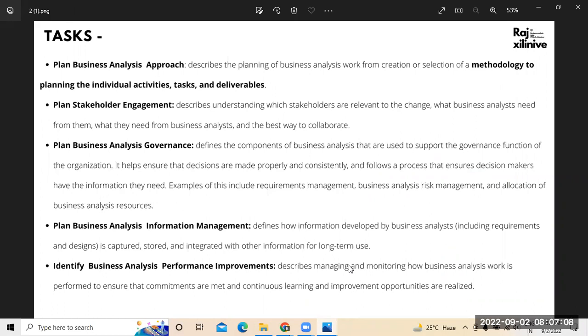The first task you have to do is plan the business analysis approach. Second, you need to plan stakeholder engagement. Followed by this, we need to plan business analysis governance. Next, information management, followed by identifying performance improvements. These are the different tasks which will be a part of the first knowledge area, called business analysis planning and monitoring.